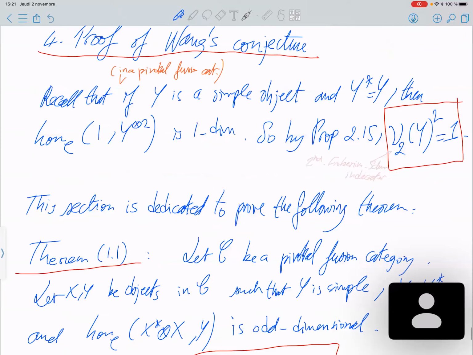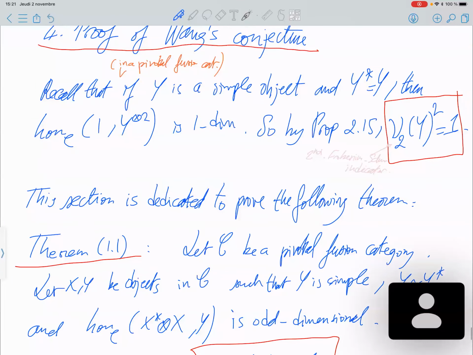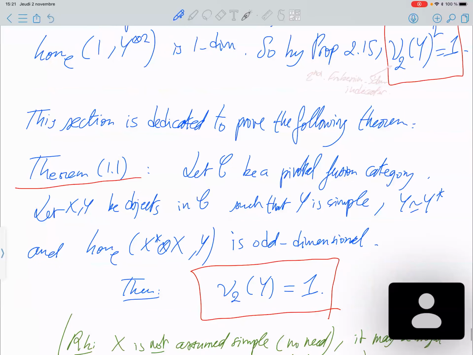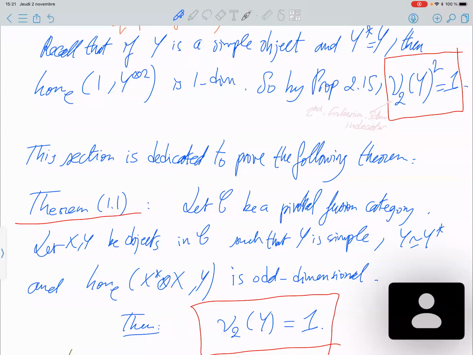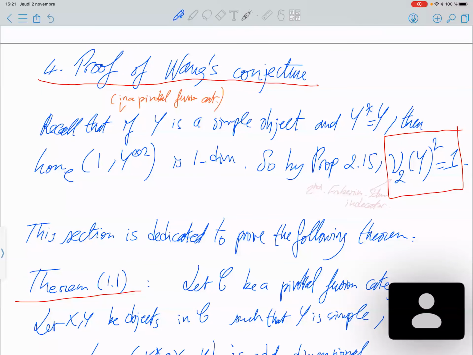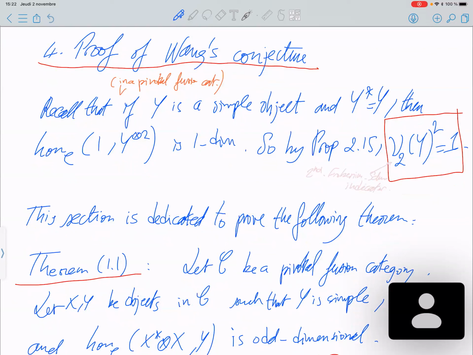Okay, so last week we started the new section dedicated to proving Wang's conjecture in the odd case, and we will provide an example saying that the conjecture is not true for the even case. So to reconsider, we are in a pivotal fusion category.